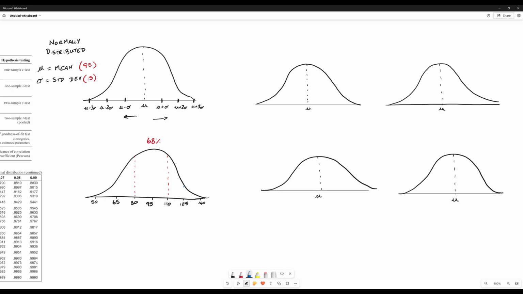Don't get too annoyed with any of the numbers. I'm not vouching for them. The 2 blue ones, if you went out 2 this way and 2 this way, we'd end up with 95%. So we'd say 95% of all Irish people would fall in between an IQ score of 65 and 125, apparently. Again, that doesn't seem right.